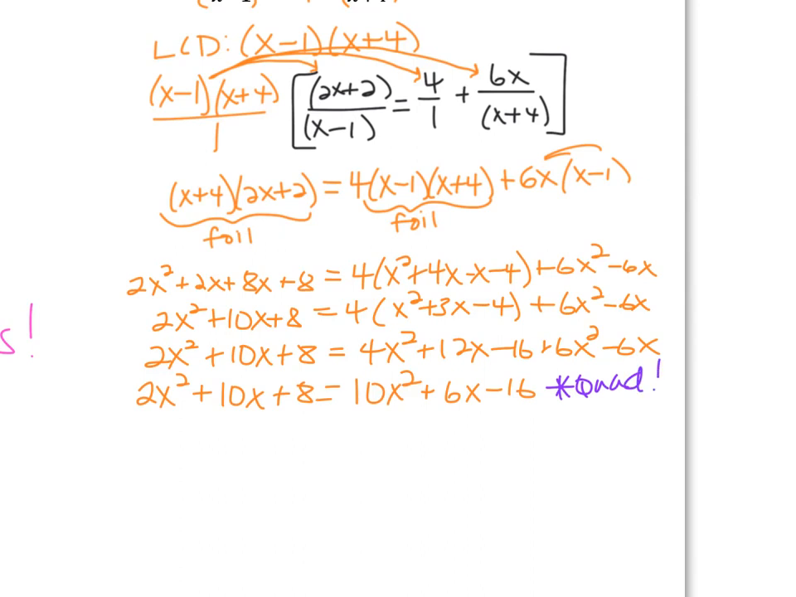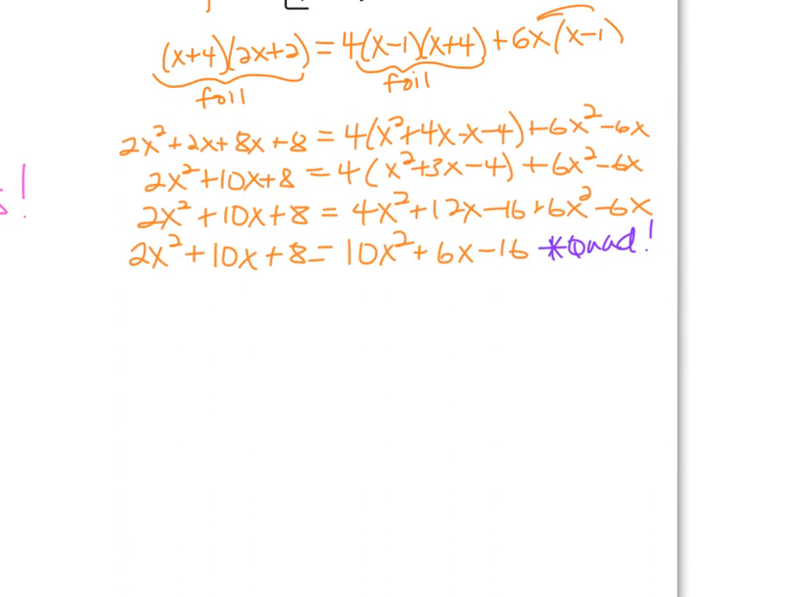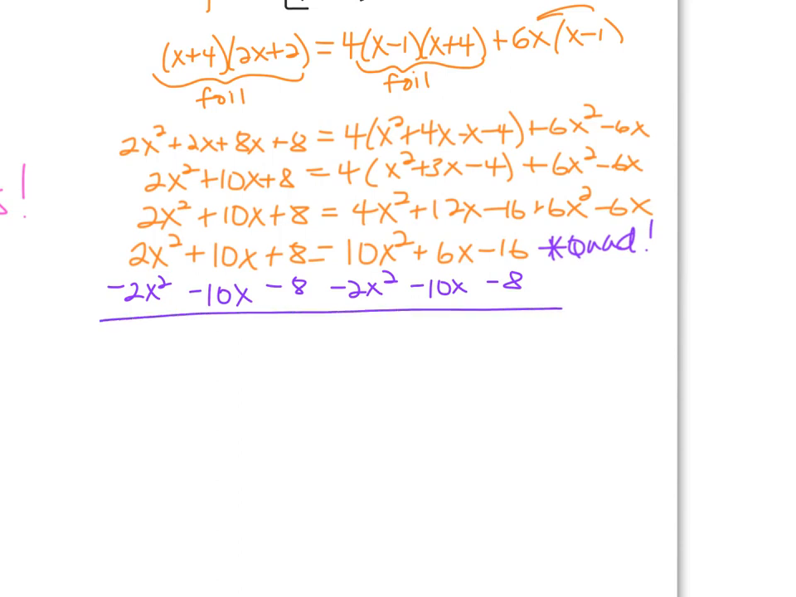That means we have to set everything to one side, or set it equal to 0 by moving everything to one side. I'm going to keep everything on the right-hand side since the 10 is bigger. I'm going to move that 2x squared over, and I'll move the 10x over, and I'll move the 8 over. And that gives us 0 on that left-hand side.